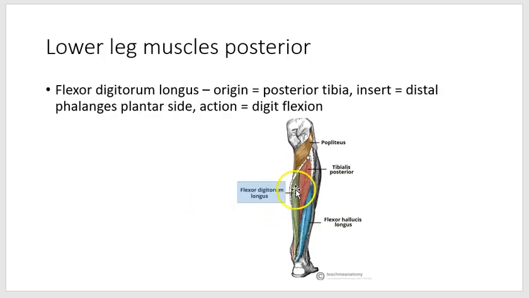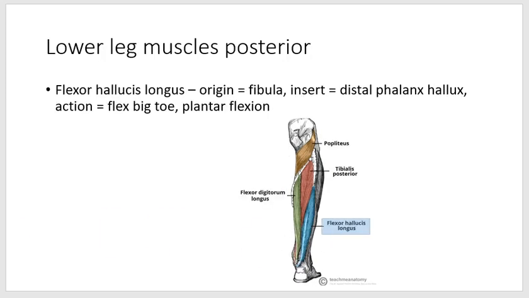Down here you can see your flexor digitorum longus, allowing you to flex the digits. And your flexor hallucis longus, you remember the fancy name for your big toe is the hallux. So this one allows you to flex your big toe.